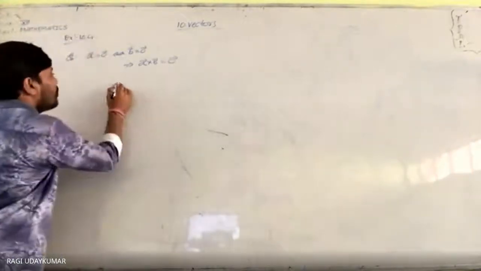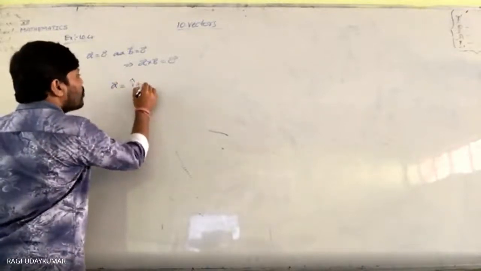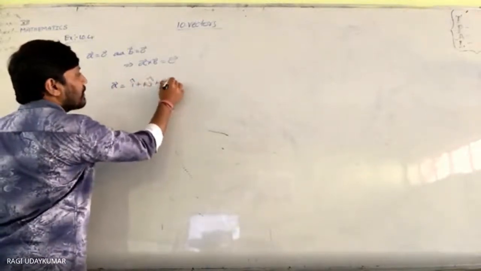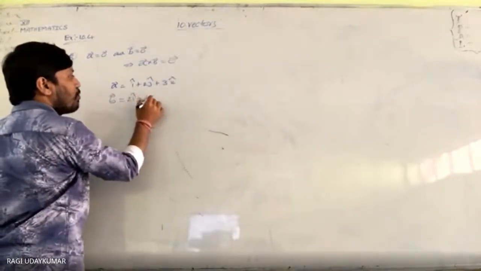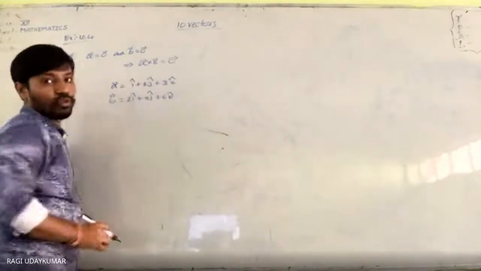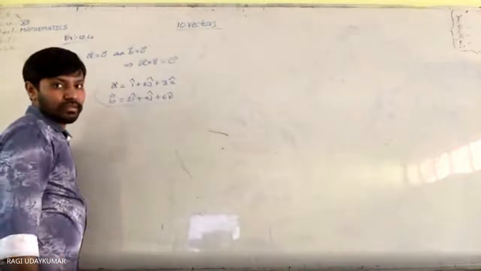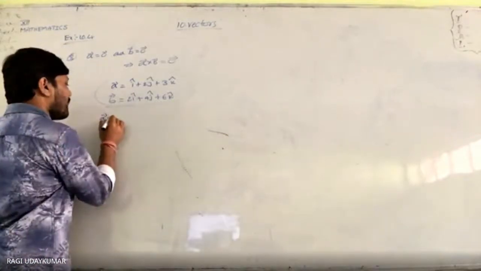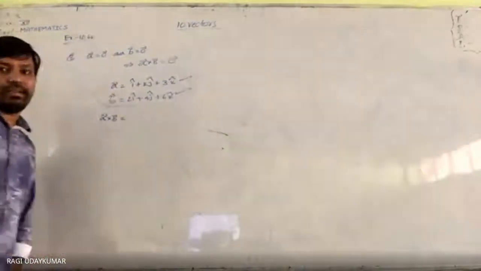I take the A vector as i + 2j + 3k and the B vector as 2i + 4j + 6k. Every component is multiplied by 2. Now try to find the cross product of these two vectors. On finding the cross product, we get 0. But this is not a null vector.